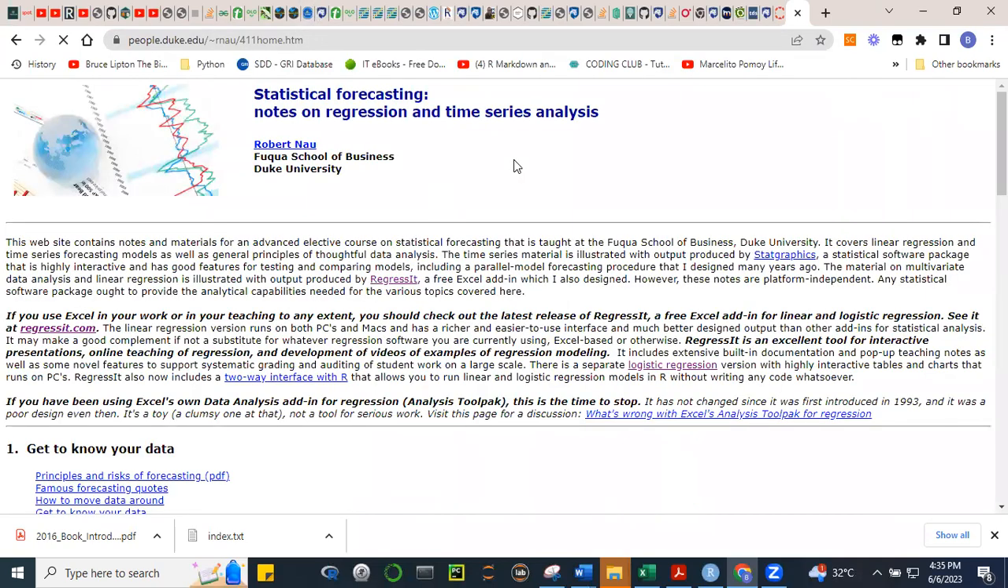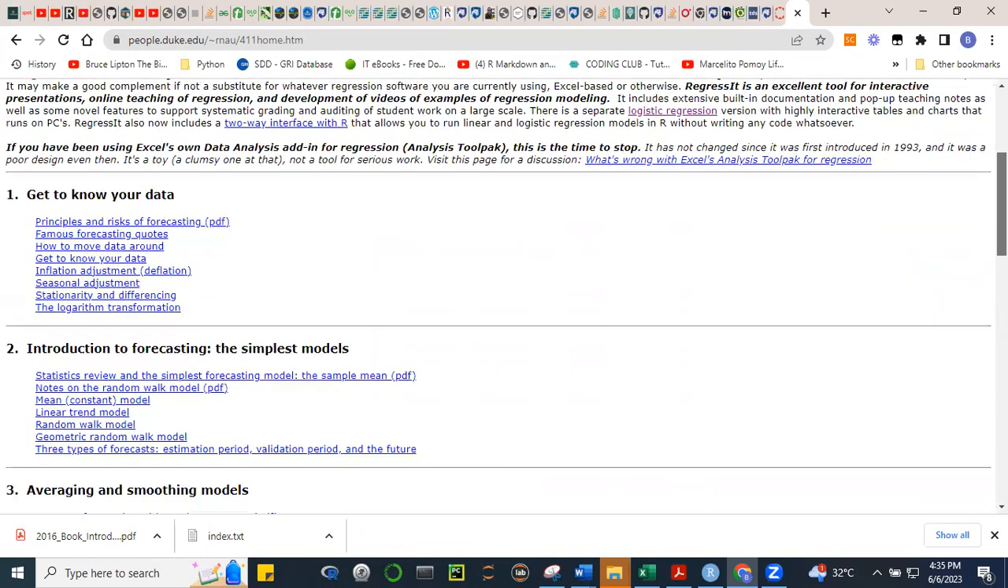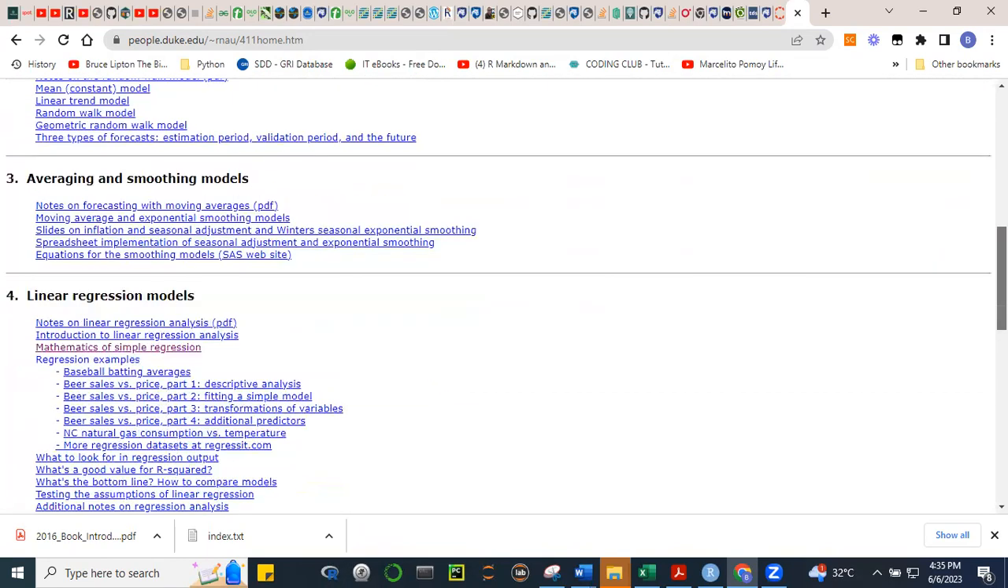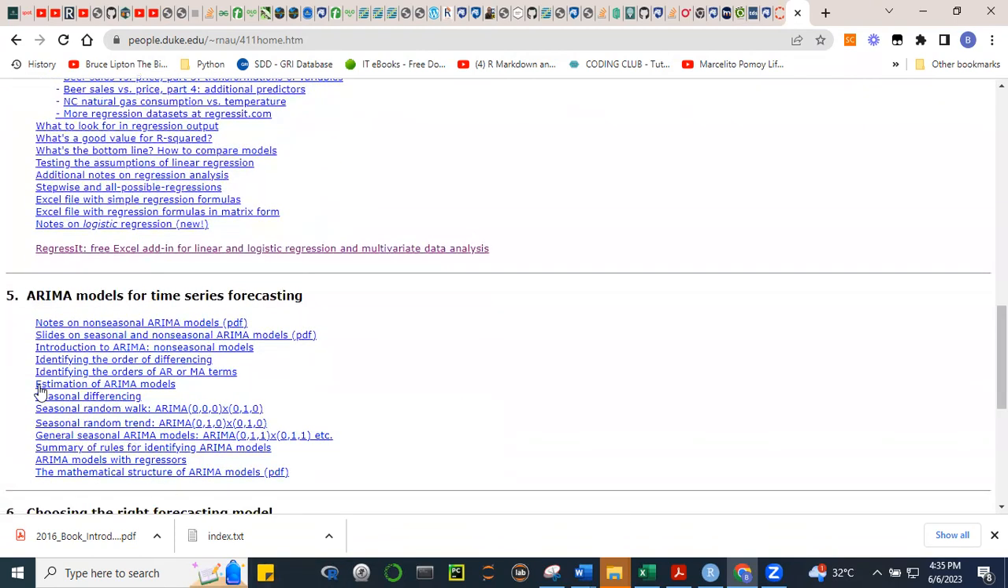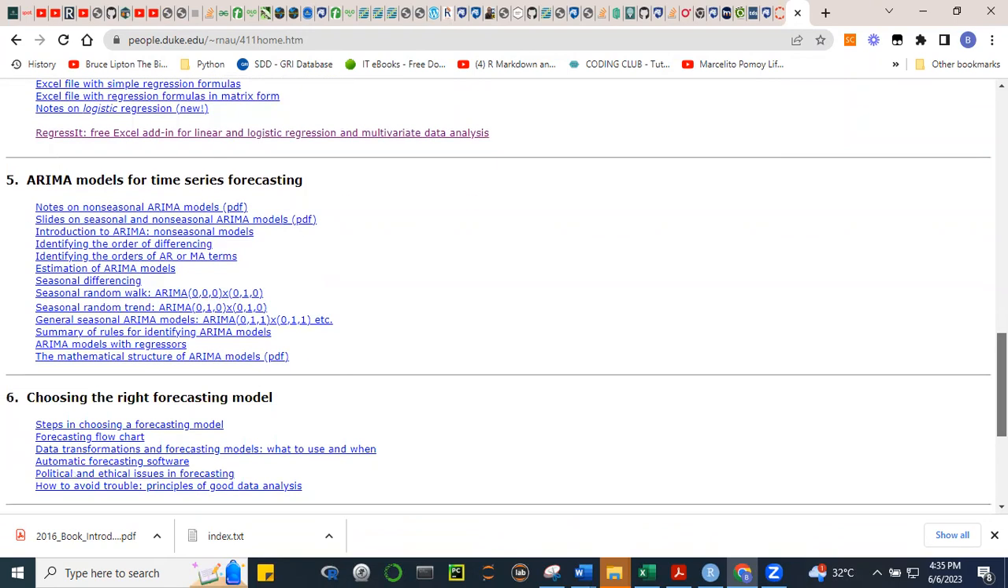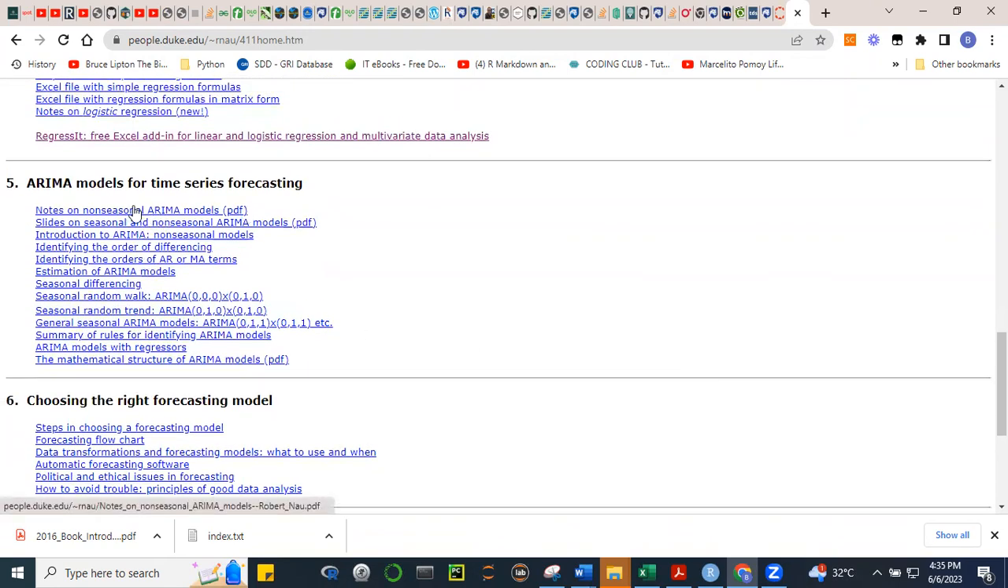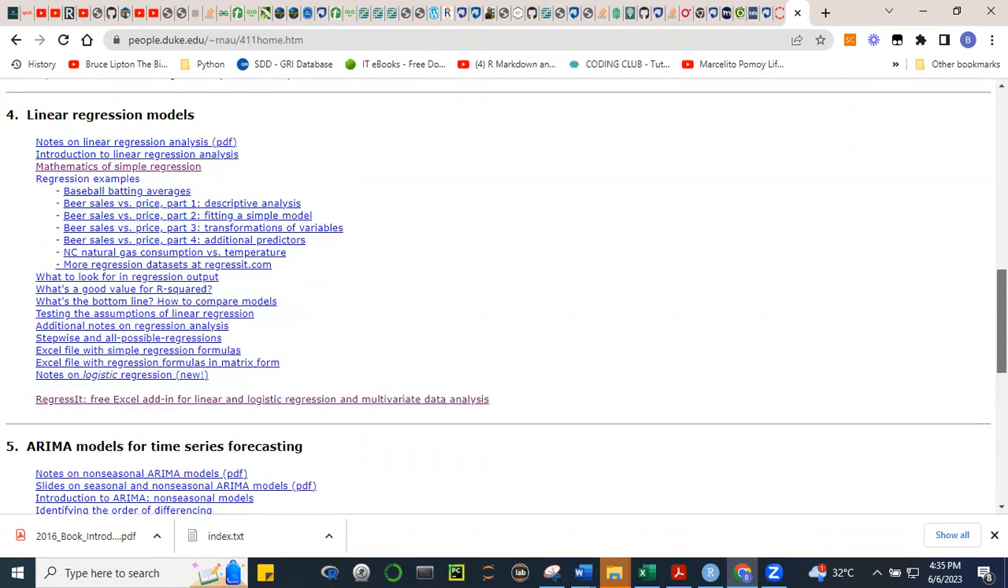So this is from Duke University. The only thing is, its main focus is forecasting. And then also this one has ARIMA models, so maybe you can take a look at this. The important inputs here are the notes on ARIMA process.